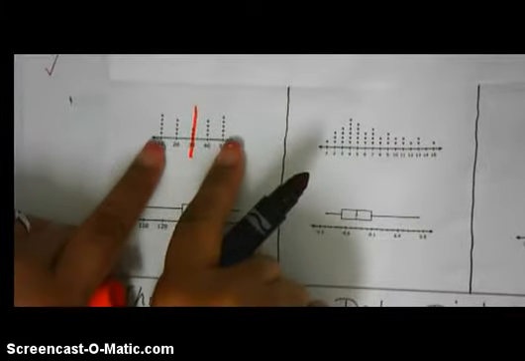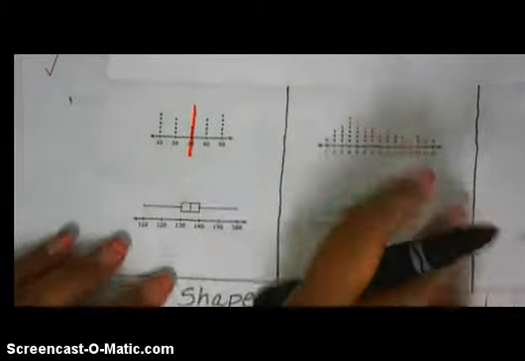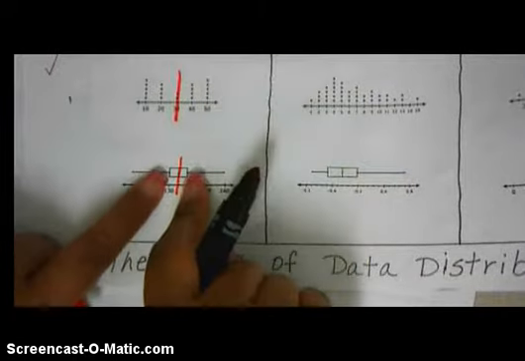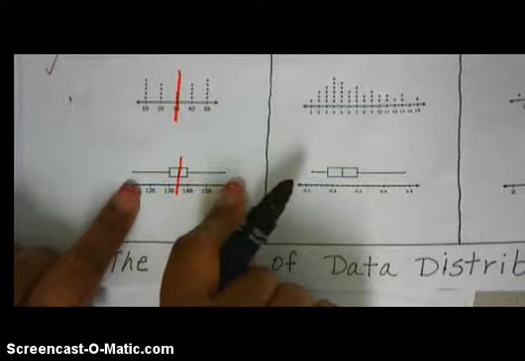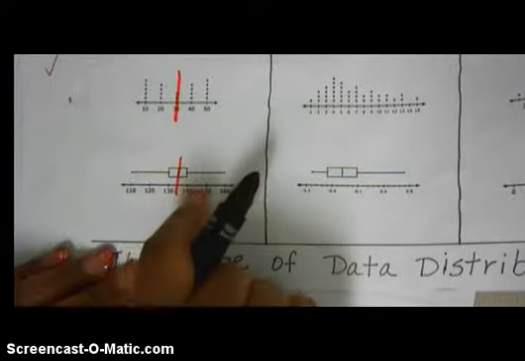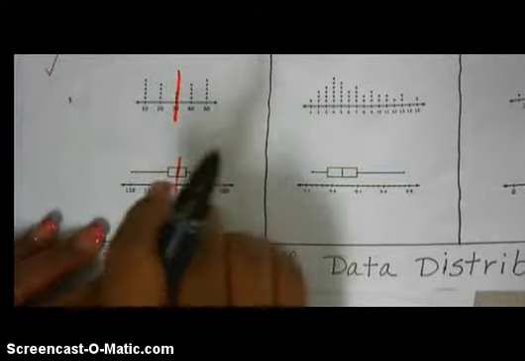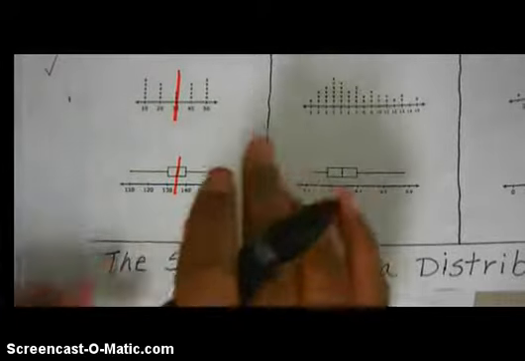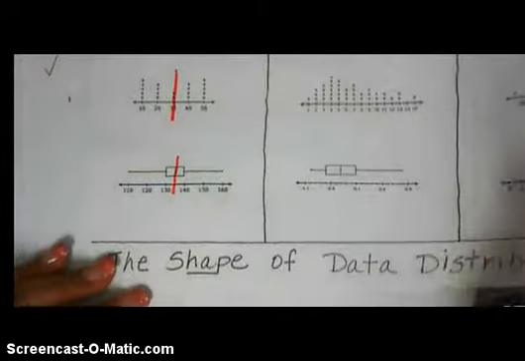sides is the same. Okay, so now on a box plot, you're going to see when I draw my line of symmetry right here in the middle, my box is symmetrical. I have the same size on both sides, and my whiskers are the same size on both sides. So this box plot is also symmetrical. So you are looking for a graph that looks the same on both sides of the line of symmetry.